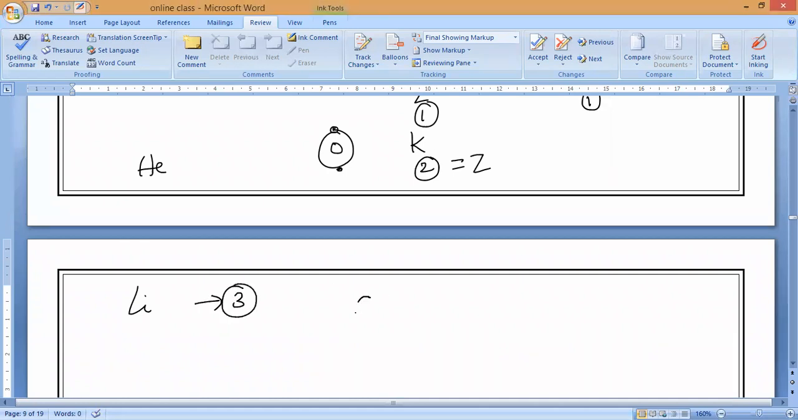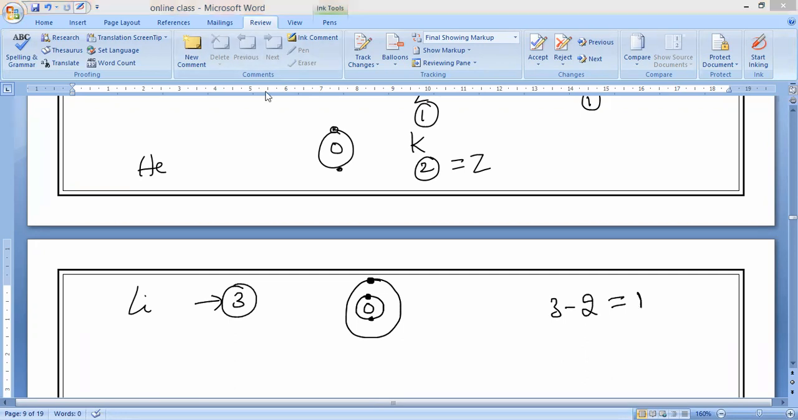So the maximum number of electrons we can fit in the first, innermost shell is how many? Two. So 3 minus 2 is 1. How many remaining? One electron. So only one electron we can keep in the next shell. Now, if it wants to become stable in nature, what will it do, guys? Anybody, tell me the smart way. It will lose or donate one electron, sir.